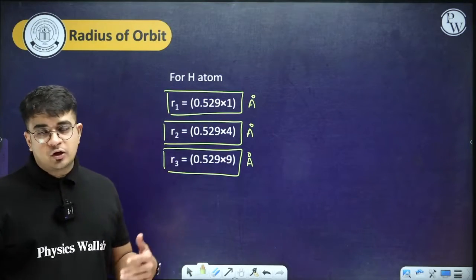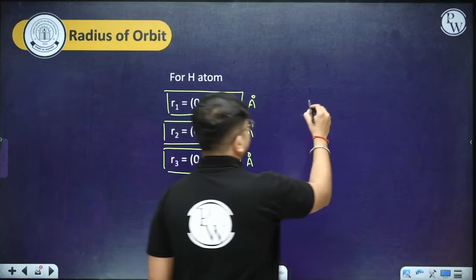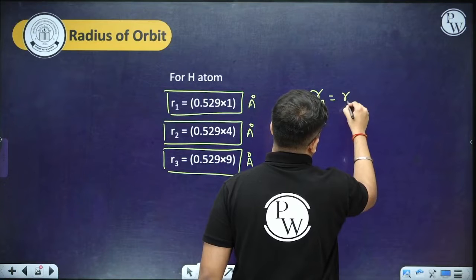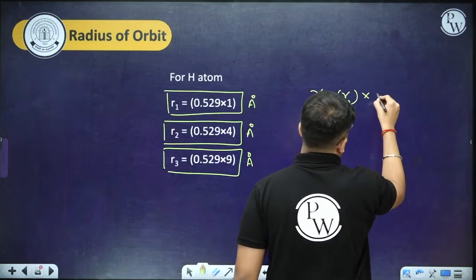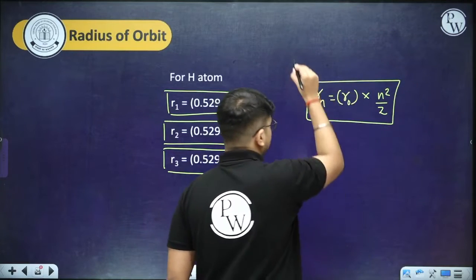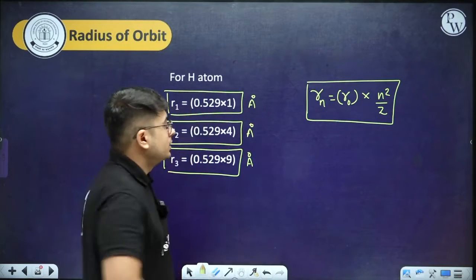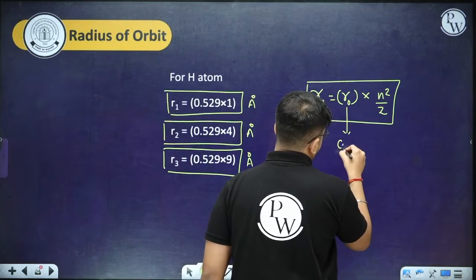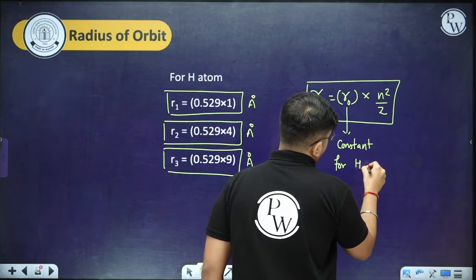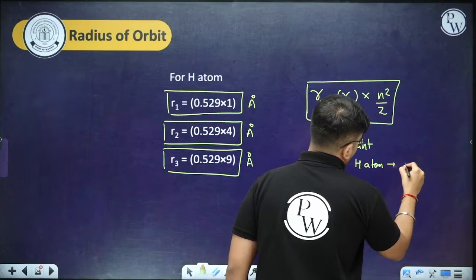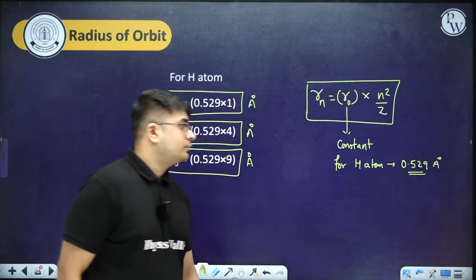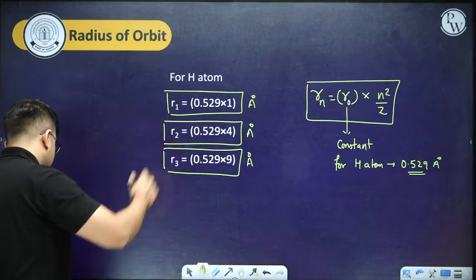But again, we were talking about the hydrogen-like species. So you know that the Rn value is basically a specific value which is R naught multiplied by n square by z. So always remember, this is the most important formula which we are going to use. This R naught is a constant term, and for H atom generally this value is equal to 0.529 angstrom. I hope this part is clear. So you just have to use this particular formula.